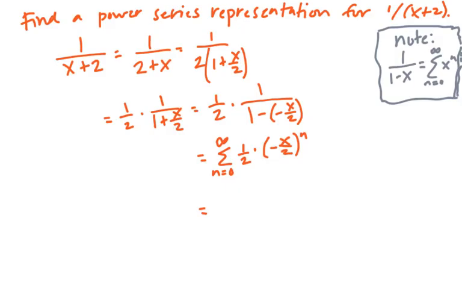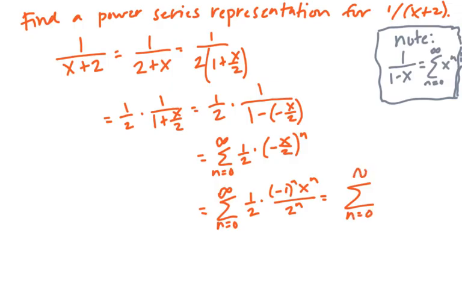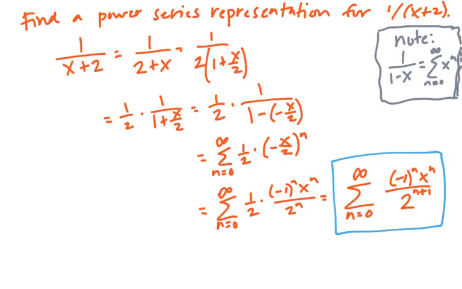Now the 1/2 is a constant, so we could pull it out or we can leave it in. Let's leave it for now because I have a 2 on the bottom and they might work together. So I have 1 over 2, and then I have negative 1 to the n, x to the n, over 2 to the n. So let's simplify this. On the top we have negative 1 to the n and x to the n, and on the bottom we have 2 to the n plus 1. Now this is called a power series because I have a variable x raised to a power. So we do have a power series representation. This was our first goal.